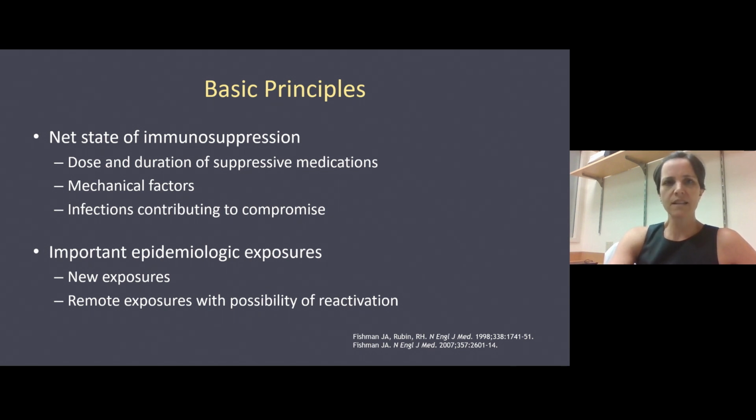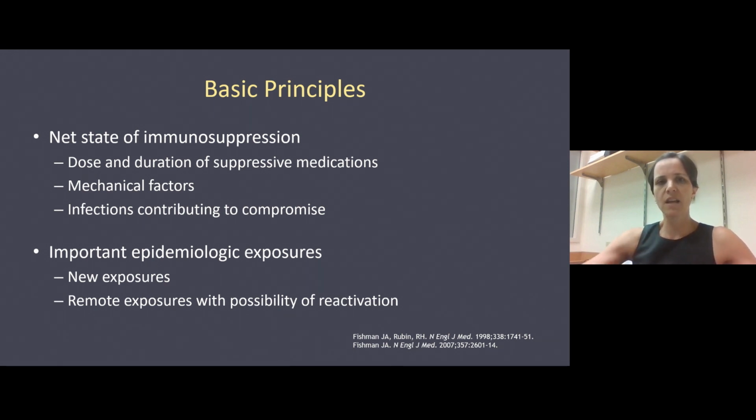What we are less familiar with thinking about are remote exposures that have the possibility of reactivation. The classic example of this is tuberculosis, but there are many other examples. Endemic mycoses like histoplasmosis and coccidioidomycosis: you can have grown up in Arizona and then be on the East Coast living and immunocompromised for some reason, and you have to think about whether coccidioides could reactivate if you were exposed when you were a child, for example.